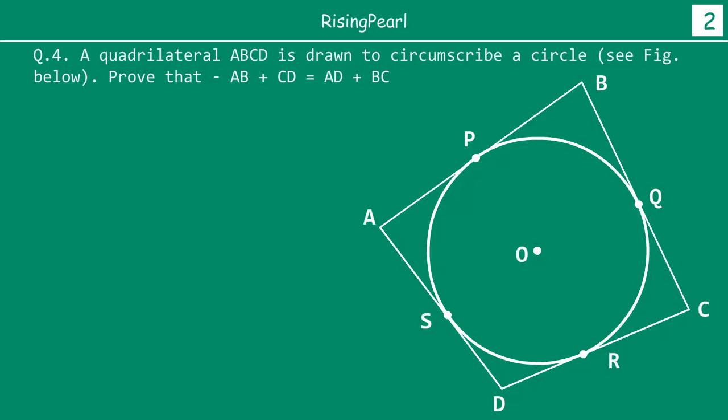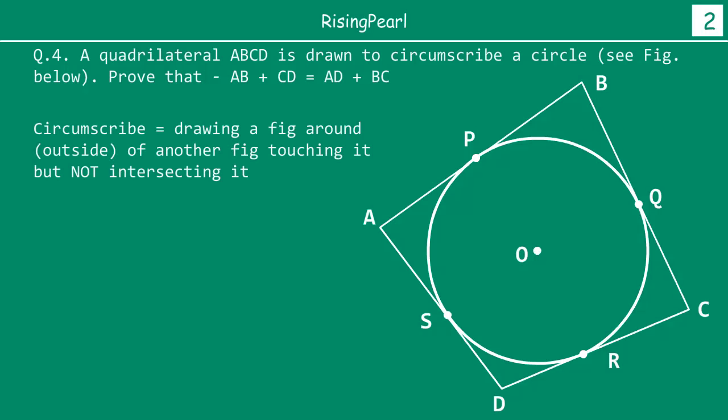So friends, a few things I want to talk about when you solve questions like this. The first thing is this term, circumscribe. You want to make sure you understand the meaning of this term. Circumscribe means drawing a figure around or outside another figure. So if we say that the quadrilateral circumscribes a circle, it means that the quadrilateral is the outside figure and the circle is inside. That is the first part.